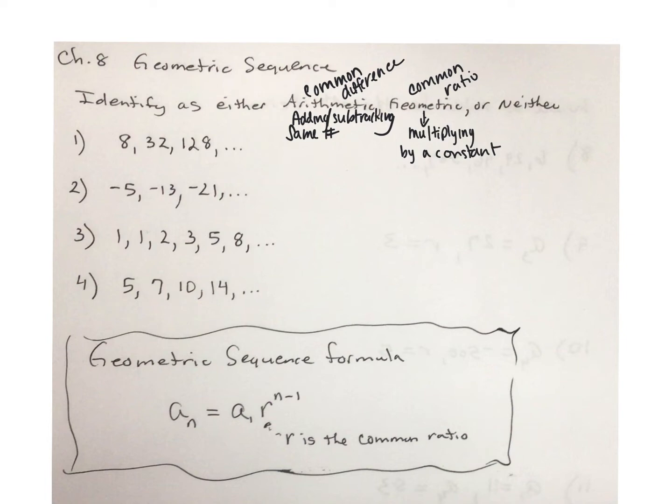So let's look at number 1. Is our pattern adding, multiplying, or neither? And it has to be consistent. Multiplying by 4, right. So this is geometric because the pattern is times 4, times 4, and that times 4 means the common ratio R is 4.